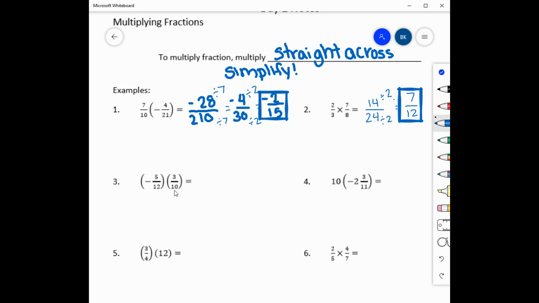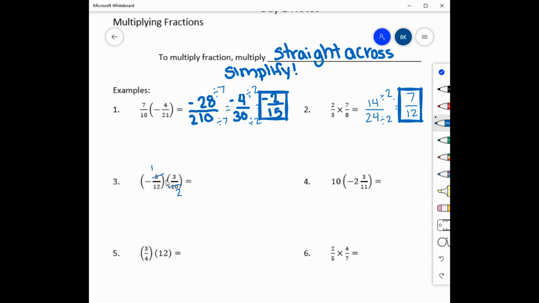Let's look at number 3. We're going to do this one a little bit differently. We are going to simplify first and then multiply. So when we simplify, let's simplify diagonally. So 5 and 10, we can simplify and take 5 out of both of them. So 5 divided by 5 is 1. 10 divided by 5 is 2.